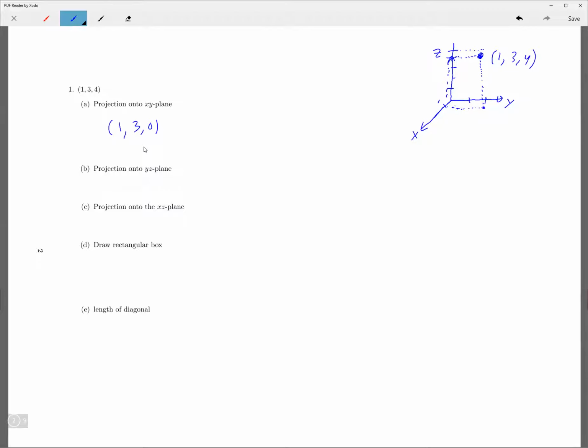And then the second one is projecting it into the YZ plane. That would be this plane right here with the Y and the Z axes. So that would be this point here. What's that going to be? That means the X is knocked out, right? (0, 3, 4). Yeah, and then the XZ plane, that would be this line here. So that means the Y is zero: (1, 0, 4). I mean, that's what I said.